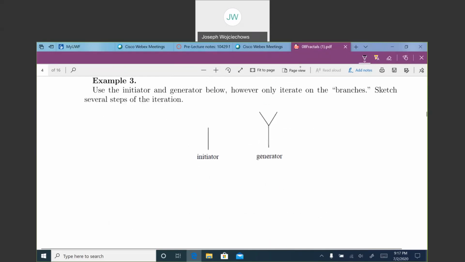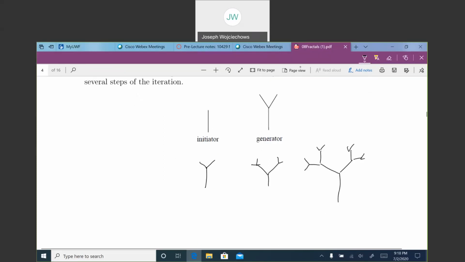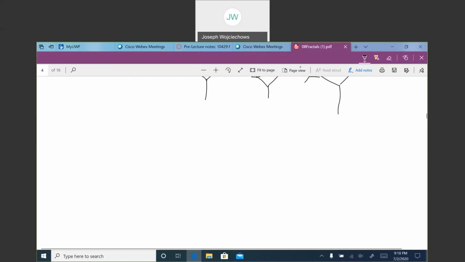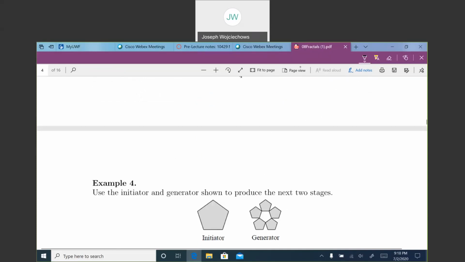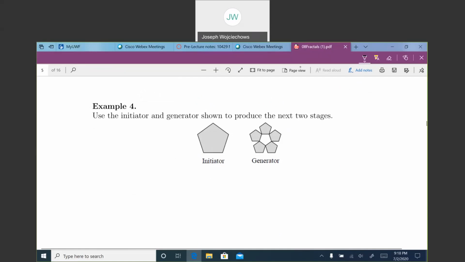So again, we have the same principle here. Our initiator is simply a straight line. Our generator is a Y. So our first iteration would be this Y here. Our second iteration would look like this. And we could go further, and keep going in each iteration. So that's how that works. That's what fractals look like in a very basic system.